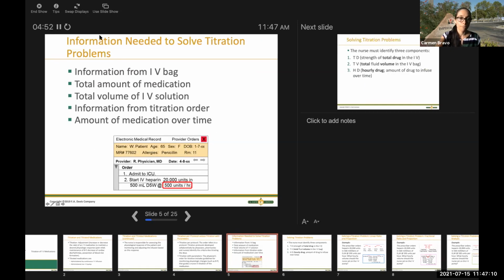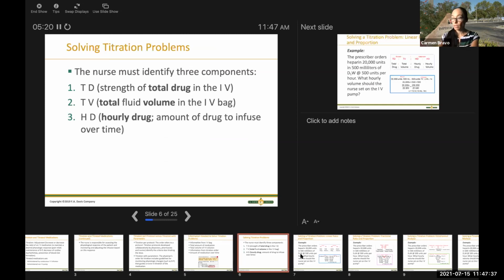Okay, so the information that we need in order to solve titration problems: we need the information of the IV bag, the total amount of medication that's being ordered, the volume that needs to be infused, what type of titration we are doing, and also over what period of time.